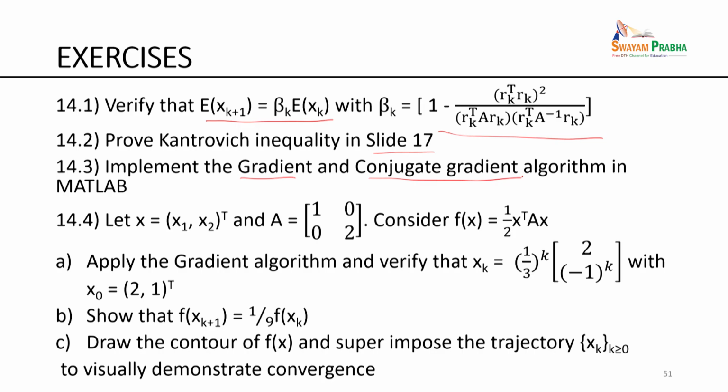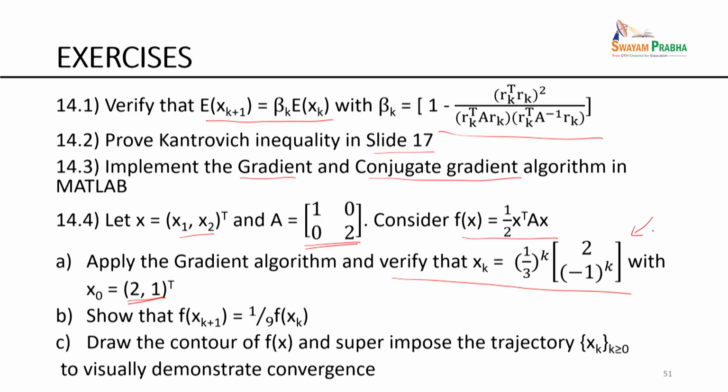Now, I am going to give you a new problem. A is equal to [1 0; 0 2], a symmetric matrix, x is [x1, x2], and f of x is equal to 1/2 x transpose A x. Apply the gradient algorithm and verify that x of k can be denoted by this, when x naught is [2, 1]. This is a very beautiful idea, that you are going to compute the iterates in closed form. So, the iterate at step k is given by this.